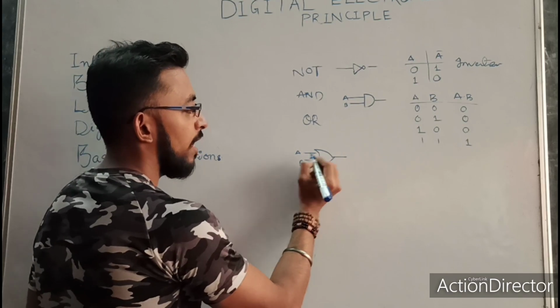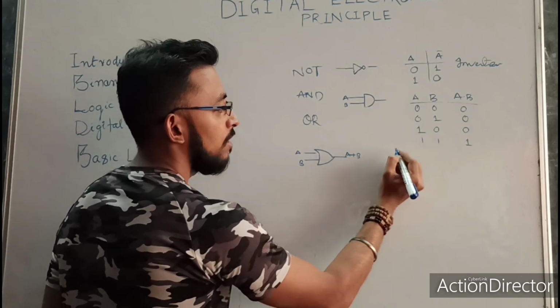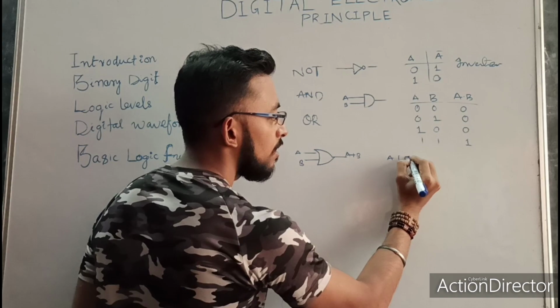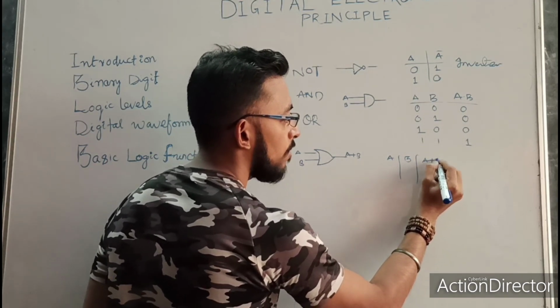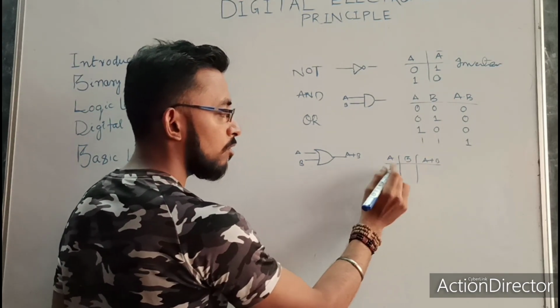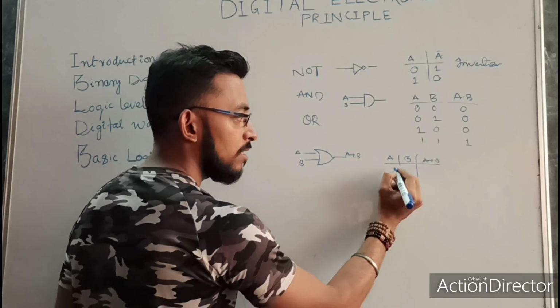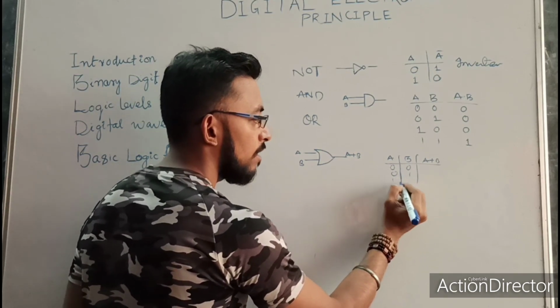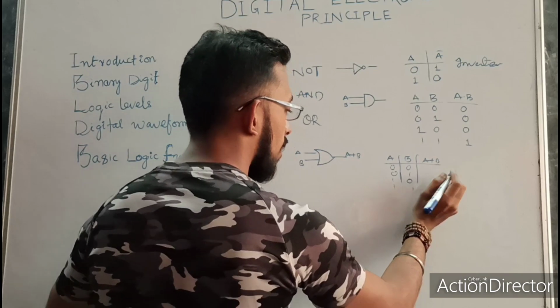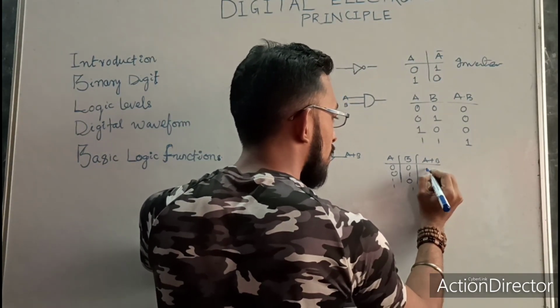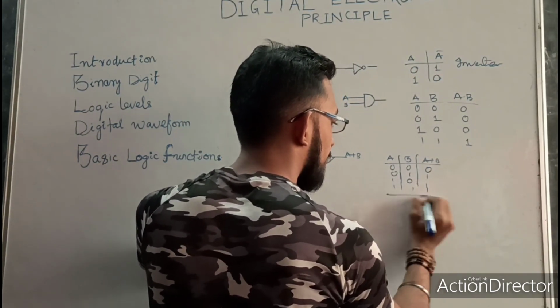Let's take the input A and B. This is nothing but A plus B. Here you see this is A, this is B, this is nothing but A plus B. Similarly, here also there are two inputs, which means there are 4 possible combinations: 0 0, 0 1, 1 0 and 1 1. So accordingly, what will be my output? My output will be 0 1 1 1.